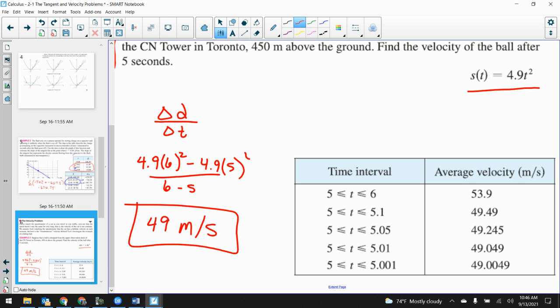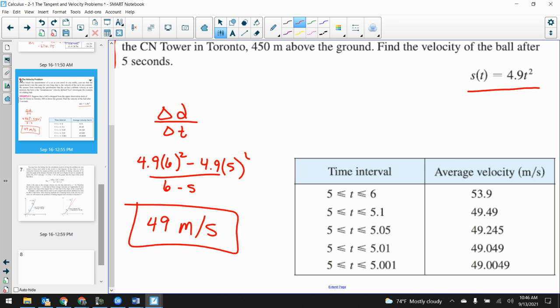Now, how do we find that more precisely? How do we actually calculate that more precisely? That's the rest of chapter 2. But for right now, all we can do is keep running the numbers. We've got to keep plugging and chugging and finding slope and finding slope until we see a pattern arise. Okay, that's the idea of a limit.